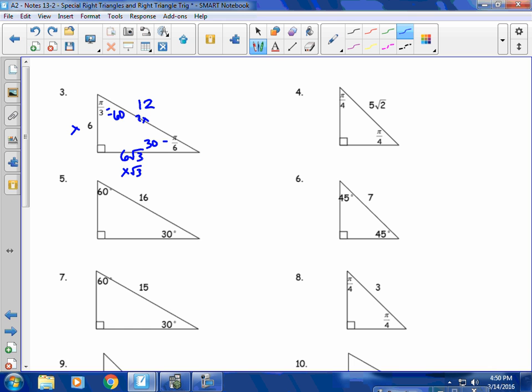I see pi over 4 is in number 4. What's that mean? Those are both 45. Now this one's a little bit tricky. What's on the hypotenuse normally of a 45, 45, 90? X radical 2. And these sides are just x. So we know right now that 5 radical 2 is where x radical 2 is. So what's x? Hopefully you can see pretty quickly that it's 5. If you needed to actually see it out mathematically, you could divide by radical 2 and get that 5 is x. So that means the missing sides are 5 and 5.